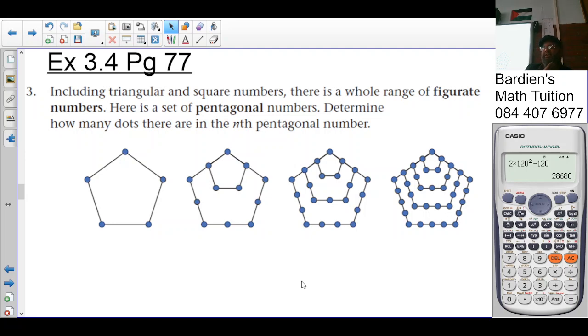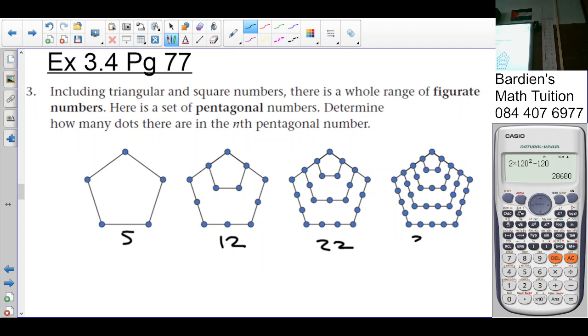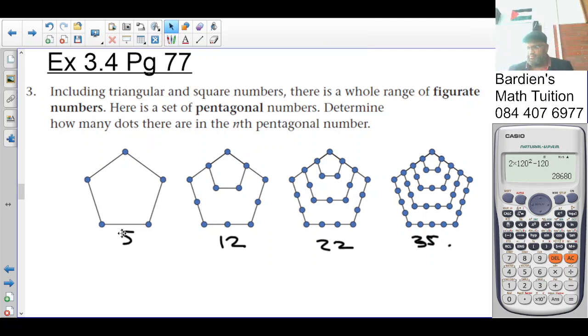You must just calculate the nth term. And what are we counting? The dots. So how many dots are in the first one? Alright. And in the next one? 12. And then? 22. Then? 25. 35. For those of you who couldn't count the dots, here we go. Hopefully that is the issue.